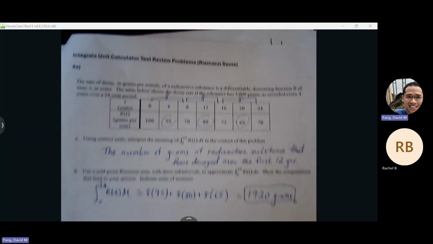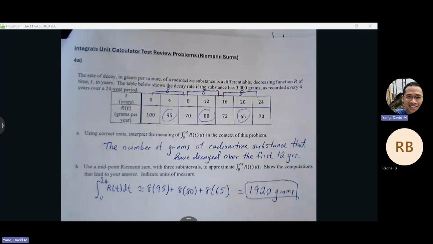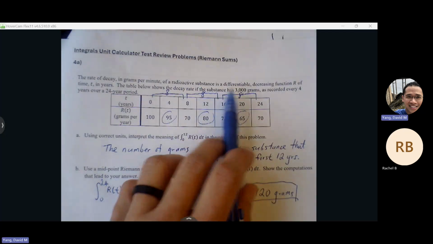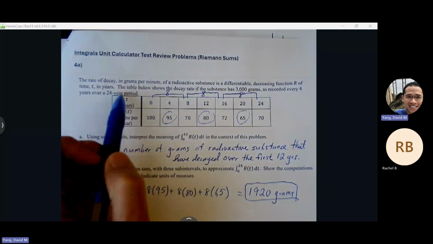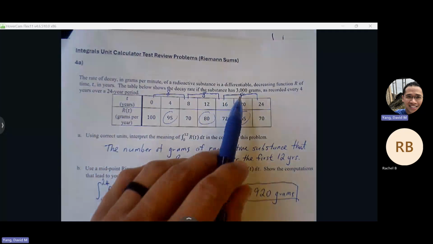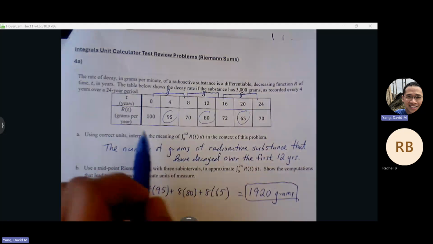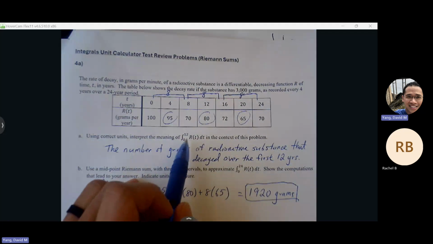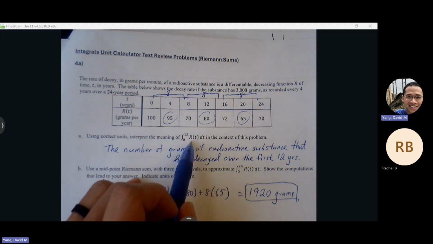All right, so let's talk about this here. The rate of decay in grams per minute of a radioactive substance is a differentiable decreasing function R. The table shows the decay rate if the substance has 3,000 grams, as recorded every 4 hours. So using correct units, interpret the meaning of the integral of R of T.